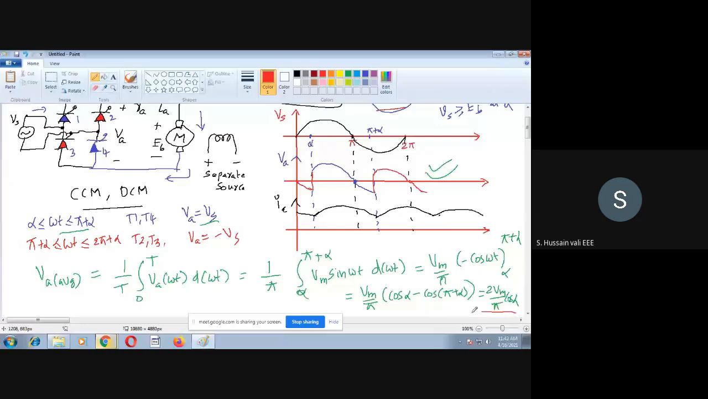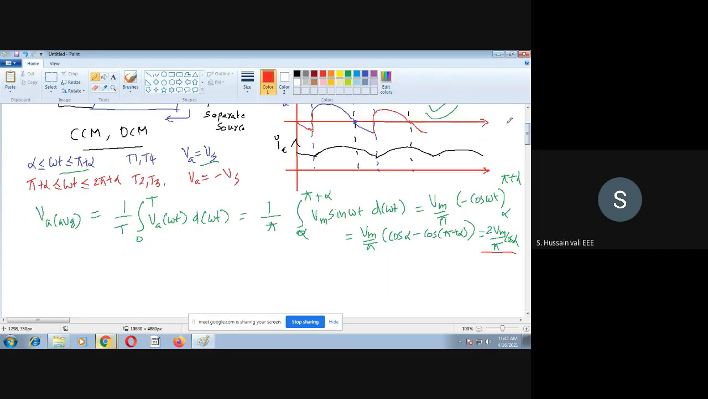We got this average output voltage, and then we'll do one thing. We have this equation, the supply voltage V_a motor equation. We are writing the motor equation: V_a equals E_b plus I_a R_a. Then we simplify this further. V_a we got here as 2 Vm by pi into cos alpha, and that is equal to E_b plus I_a R_a.